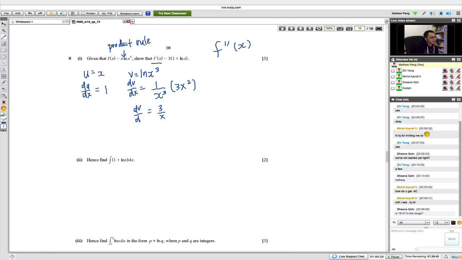Then in order to get the product rule, you know what you need to do next: you have to cross multiply and then add them together. So it will be x, okay, I can multiply this one first, it doesn't matter. So we have ln x cubed plus x multiplied with 3 over x. So basically this one is ln x cubed plus 3.